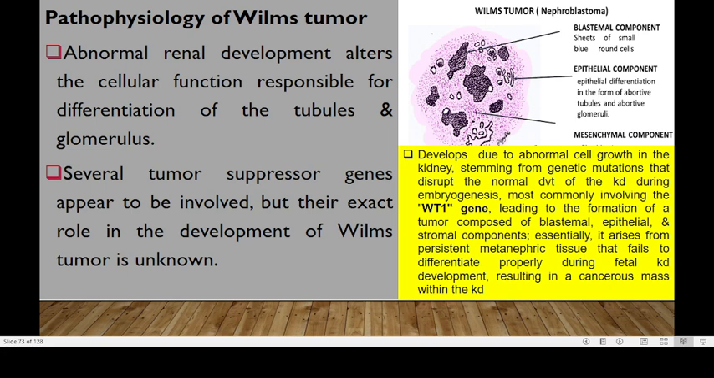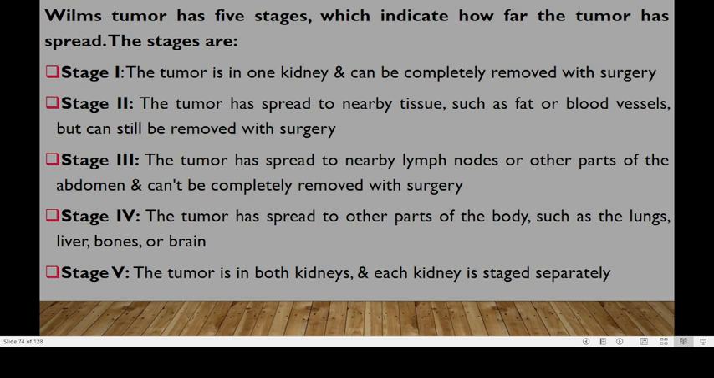So it develops due to abnormal cell growth in the kidney stemming from genetic mutations that disrupt the normal development of the kidney during embryogenesis, most commonly involving the Wilms tumor 1 gene, leading to formation of a tumor composed of blastemal, epithelial, and stromal components. Essentially, it arises from persistent metanephric tissue that fails to differentiate properly during fetal kidney development, and this results in a cancerous mass within the kidney.